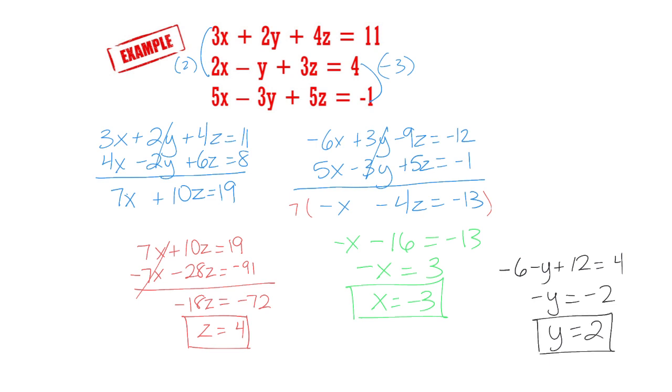You have your x, y, and z. You want to be sure that you answer it as an ordered triple. It would look like a negative 3, comma 2, comma 4. X, y, z. Final answer. Now, ultimately what this means is these 3 numbers right here, if I plug them into this equation or into this equation or into this equation, all 3 of those would work.